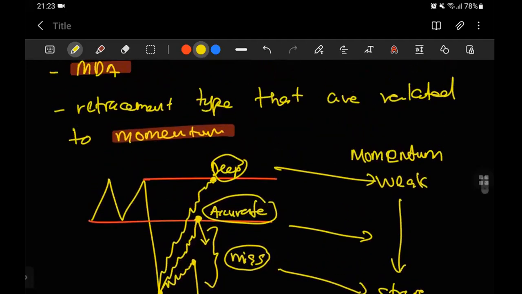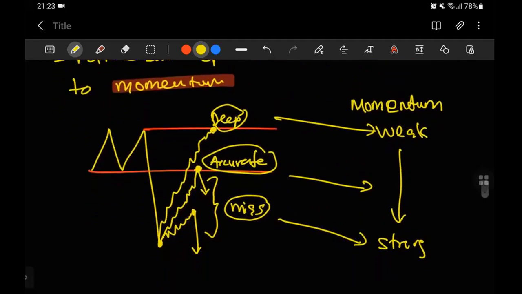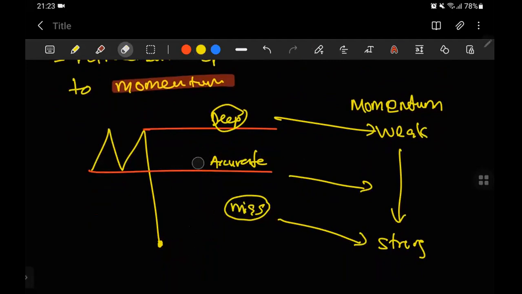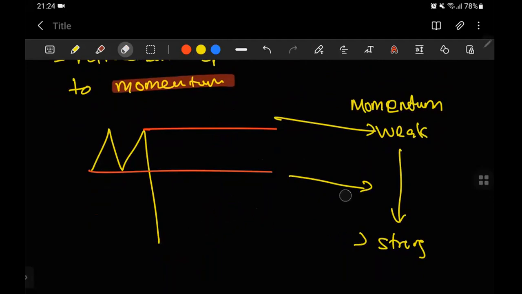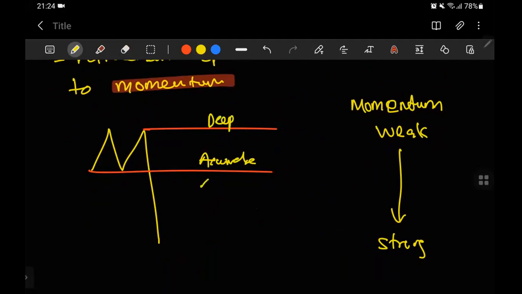So untuk MDA ni, macam ni dia punya contoh. Ini basic MDA. Kita bagi contoh ni breakout sell. So kita akan ada breakout sell. So dekat breakout ni dia akan jadi accurate. Sini deep. Selain daripada accurate dan deep adalah miss.